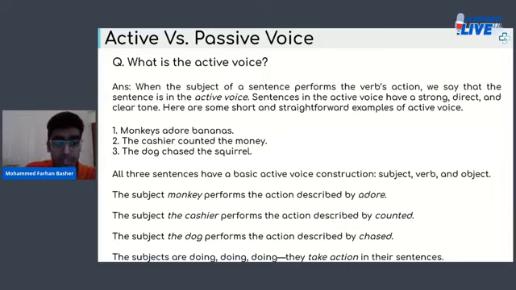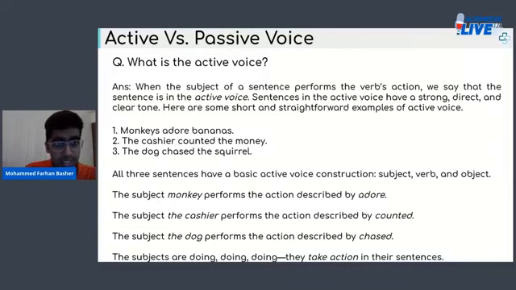So when you say that monkeys adore bananas, or the cashier counted the money, in these sentences you can see that the subjects have taken some action, right? Whenever we have a sentence constructed as such, where you have the subject clearly visible, followed by the verb telling you what the subject has done, and then you have the object, you know that sentence is in the active voice. Most sentences in the English language are in the active voice.